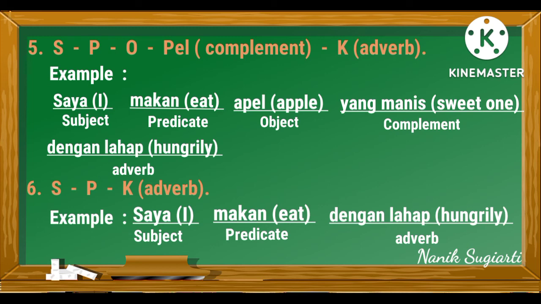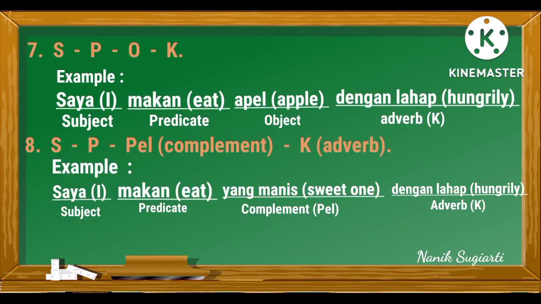5. SPO Pel K. Example: Saya, I, subject, makan, eat, predicate, apel, apple, object, yang manis, sweet one, complement, dengan lahap, hungrily, adverb. 6. SPK. Example: Saya, I, subject, makan, eat, predicate, dengan lahap, hungrily, adverb.